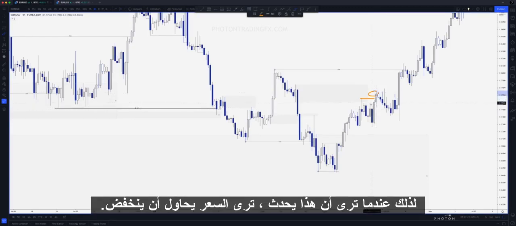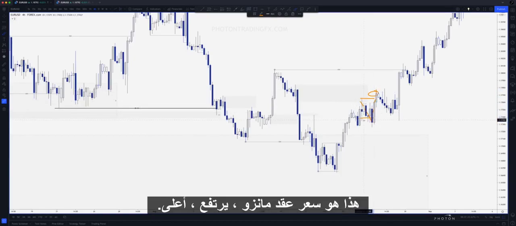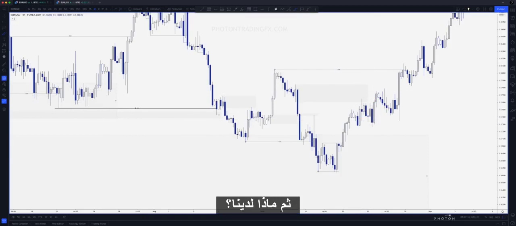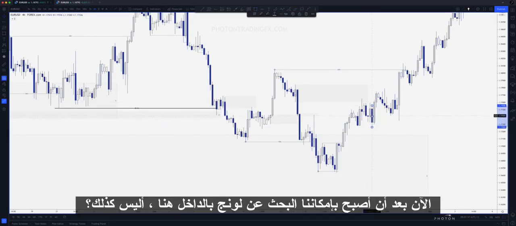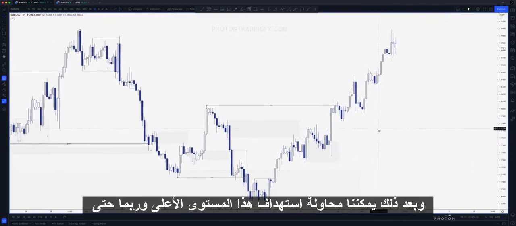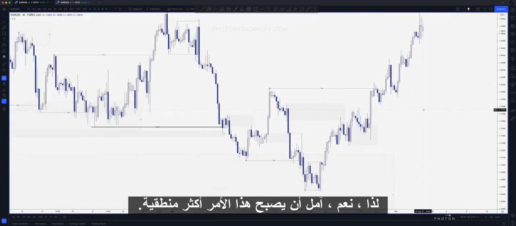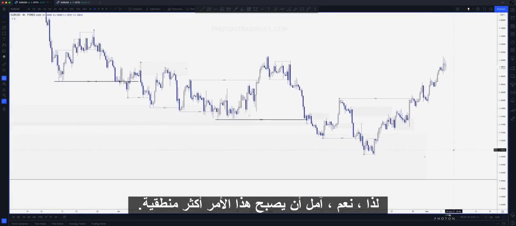So when you see price try to go lower, it fails, demand is still holding, this demand zone is holding, price pushes up higher and closes above that failed reaction, then what do we have? We have a flip zone. So there's potential now that we can look for longs within here, and then we can try to target this higher high and potentially even higher, and so on and so forth. So yeah, hopefully that starts to make a little bit more sense.